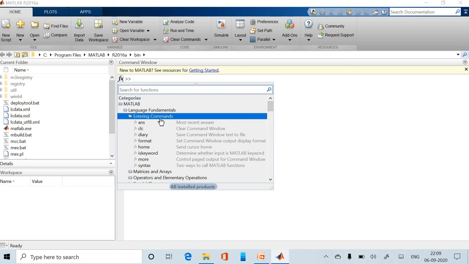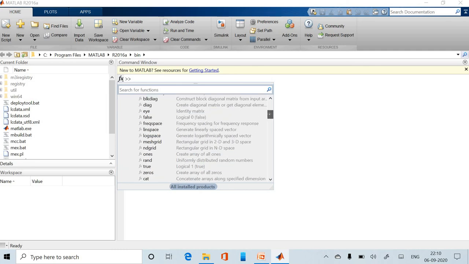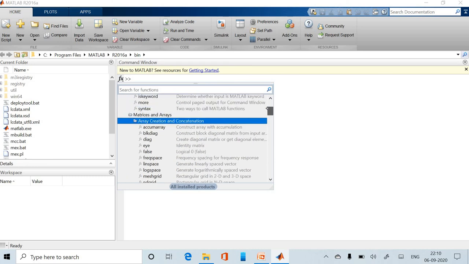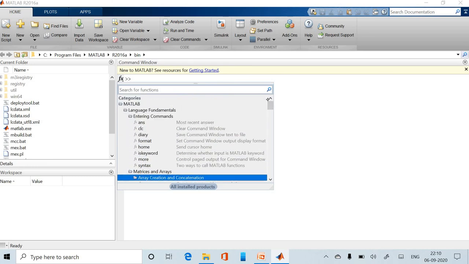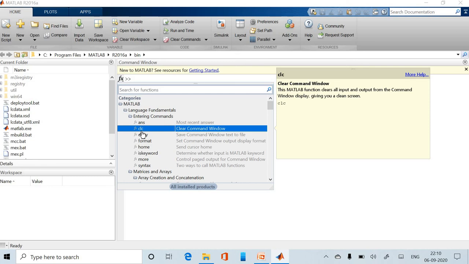ANS, CLC, diary, format, home, IS keyword, or you take matrices and arrays and then you can see. So according to the application you can use different ones. I will explain a few of them. If you want to see the usage, just click on the command and you will see the usage over there. CLC, click on the command and you will see the usage.